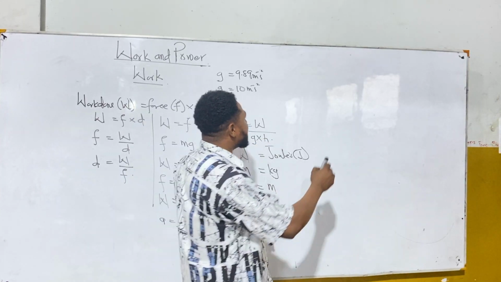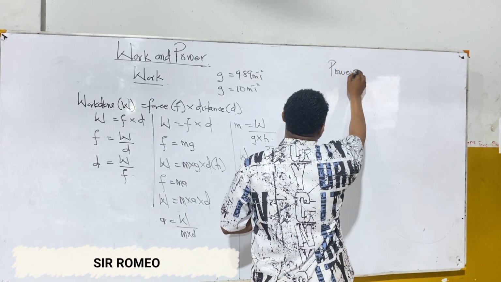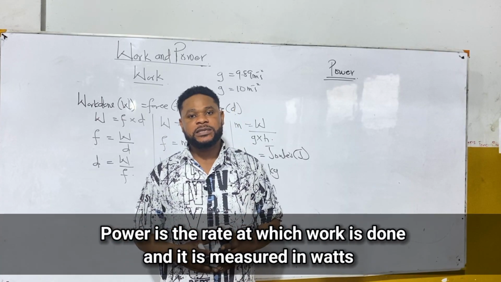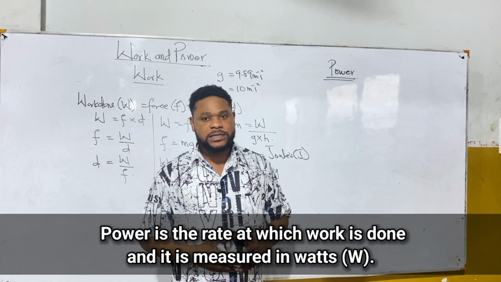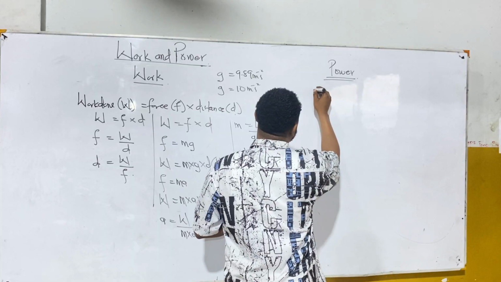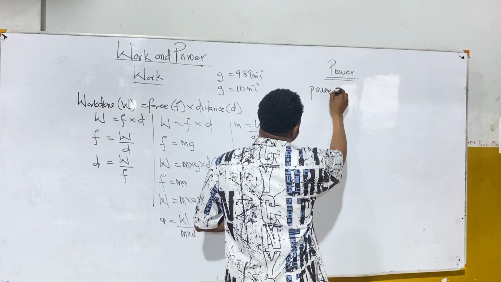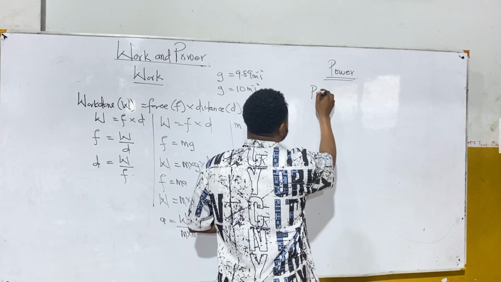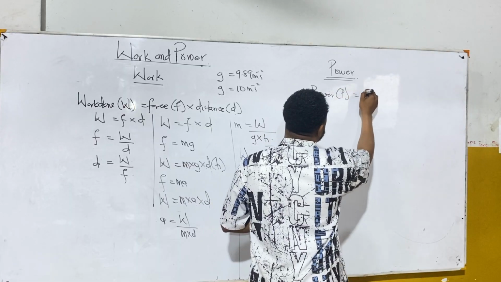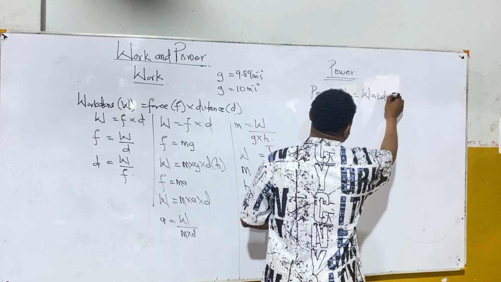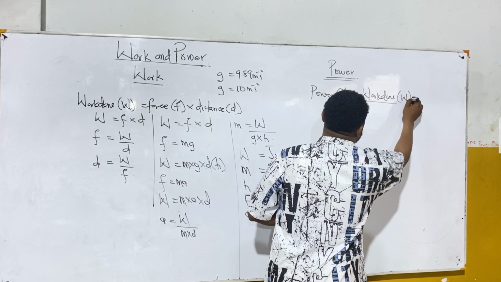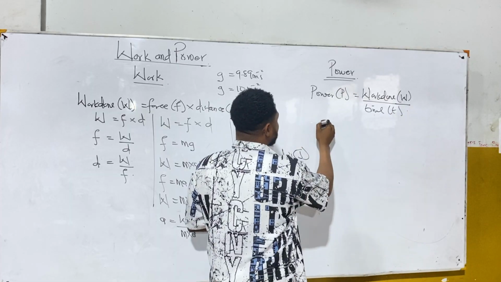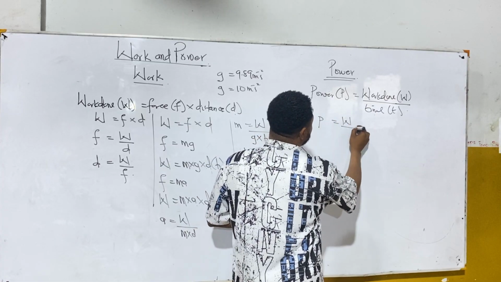Let us look at power. Now, when we say power in science or in physics, what does it mean? We say power is the rate at which work is done, and it is measured in watts. From this definition, we can say that power, let us use P to represent it, is equal to work done divided by time taken, T. So P equals W over T.